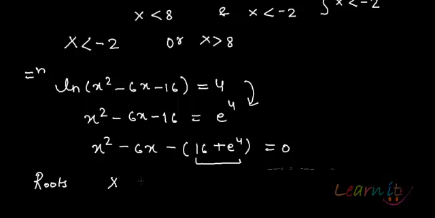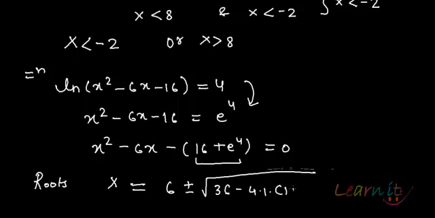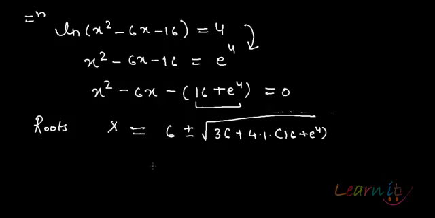This is the quadratic equation for which we can find the roots. Now the roots will be −b, so minus of −6 will be 6, plus or minus the square root of b² − 4ac. So 36 minus 4ac. C is −16 + e⁴. So this becomes plus, which is 6 plus or minus, whole upon 2a, right? So a is 1, so whole upon 2.